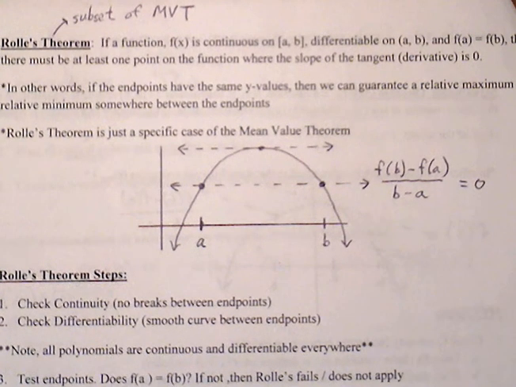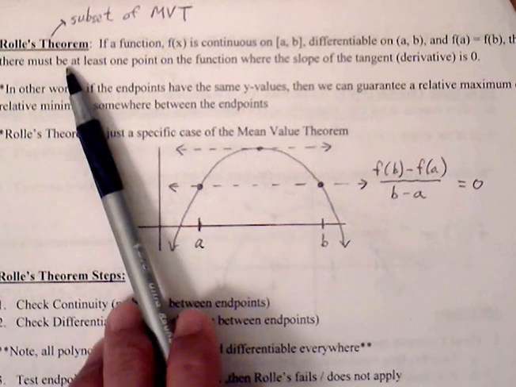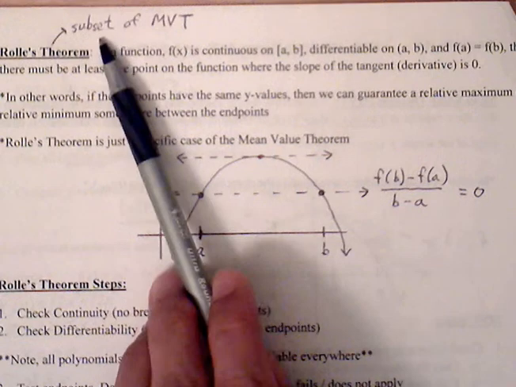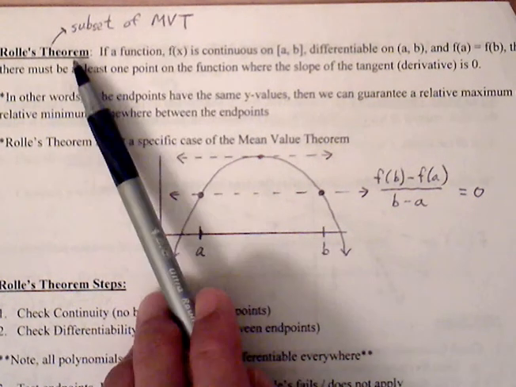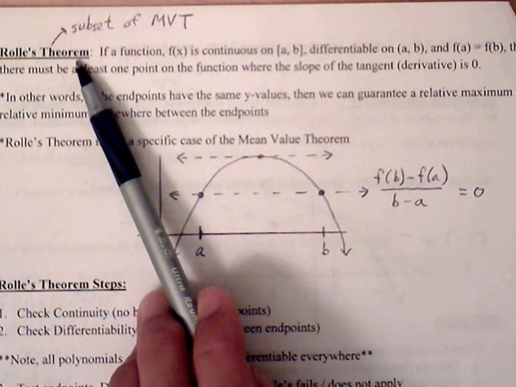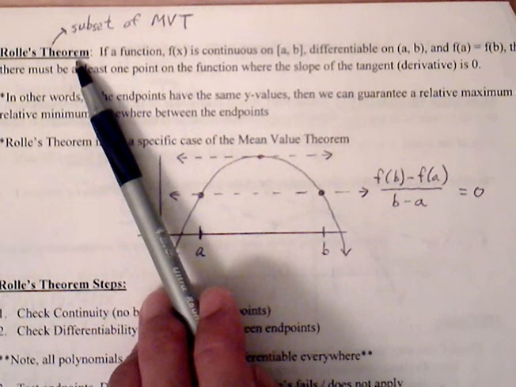We're going to finish notes for chapter 3.2, mean value theorem and Rolle's theorem. So let me read through Rolle's theorem. Now, Rolle's theorem is basically just a subset of mean value theorem. If you know mean value theorem, then you know Rolle's theorem. Rolle's theorem is just a very specific instance of mean value theorem.